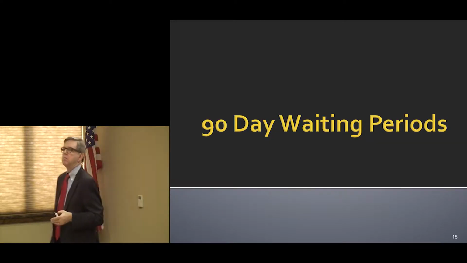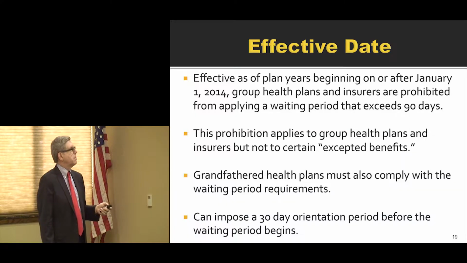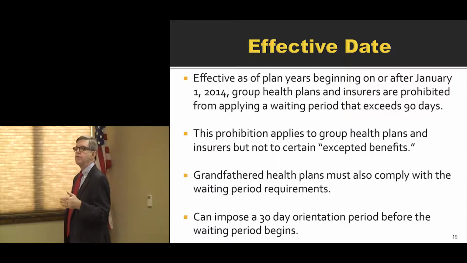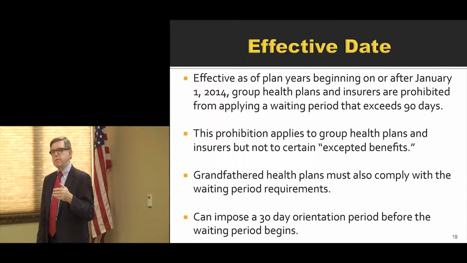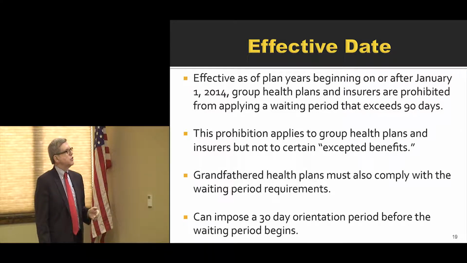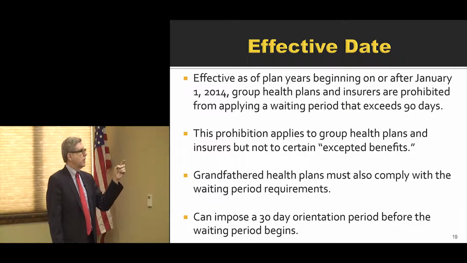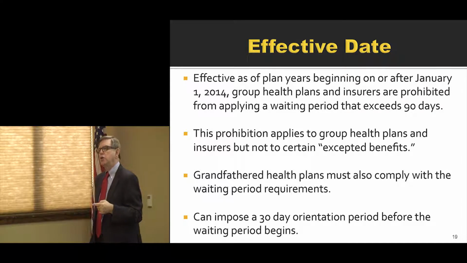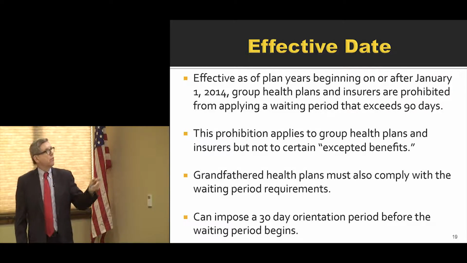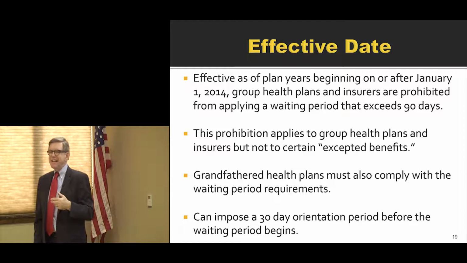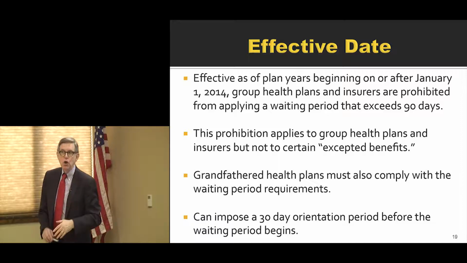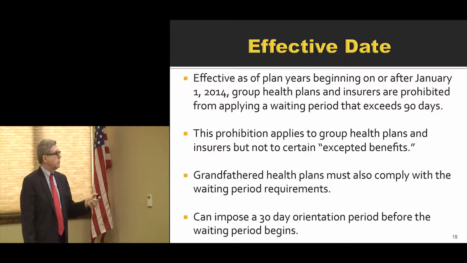Also, another requirement that applies is the 90-day waiting period. The 90-day waiting period was effective in 2014. It only applies to full-time employees. As an employer, this only applies to the health plan. It doesn't apply to vision and dental plans. If you're a grandfathered plan, you still have to adhere to this rule. And what the IRS said last year is that you can impose a 30-day orientation period before the 90-day period starts. So in some situations, employees can wait as much as close to 120 days to be eligible to be covered under your plan.